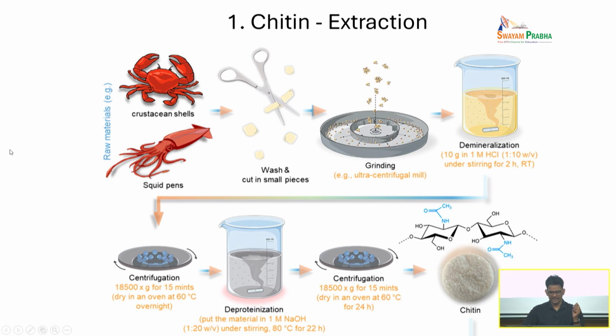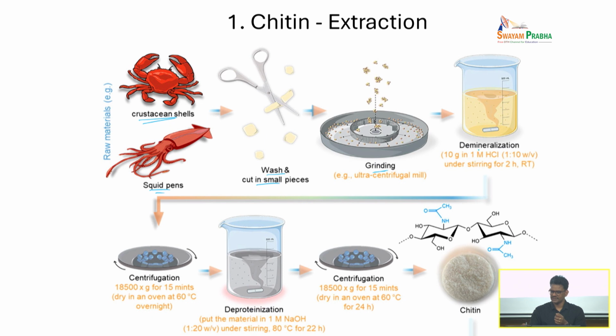So here is a schematic of the process. You start with crustacean shells, crabs and lobsters or squid pens, and you remove only the harder shell part, and then you wash them and cut them into smaller pieces. And typically it involves a grinding process also, so that you make a very powdery material, so that the extraction can be more effective with a small particle size.